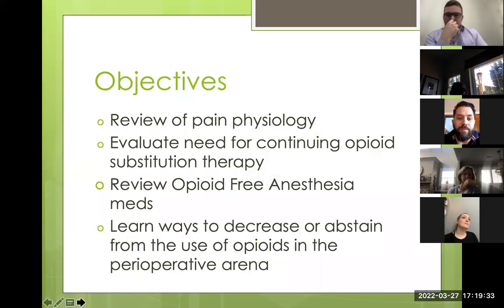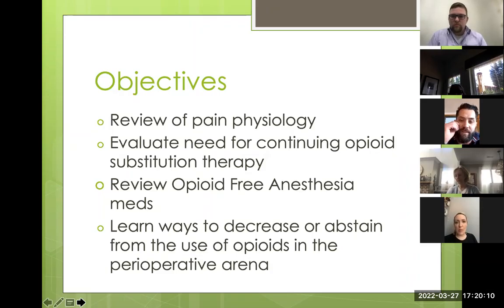The objectives are to review pain physiology, just a basic overview, because in order to treat pain, we need to understand pain. I like to go over exactly where the medications we'll be using in opiate-free anesthesia work. This was from another lecture that I gave to a substance abuse group, people who are in recovery, who are looking at alternatives to opiates for pain management. So we're not going to go through continuing Suboxone and buprenorphine, but that's where that came from.